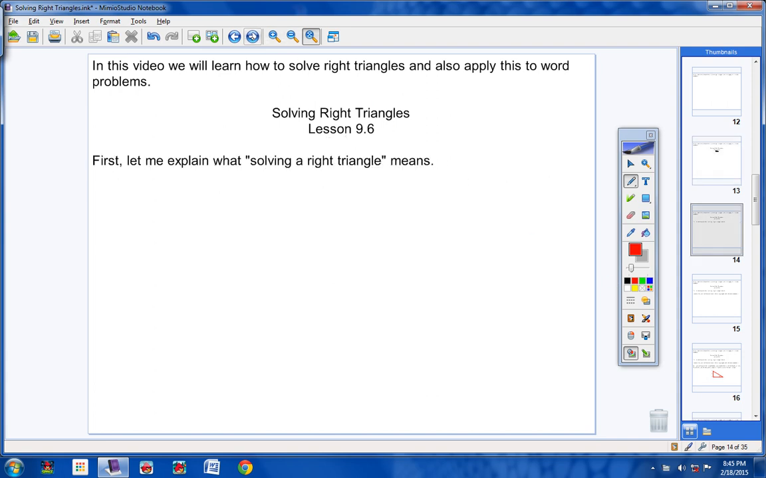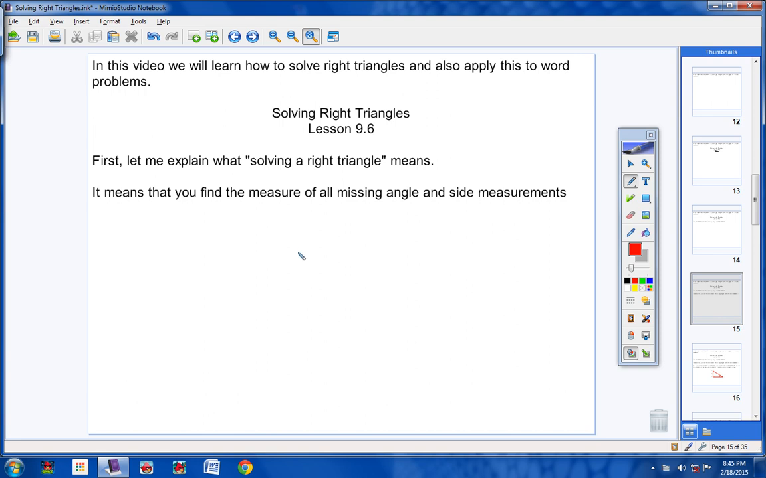Okay, here we go. First, let me explain what solving a right triangle means. It means that you find the measure of all missing angle and side measurements. Let me say that again. It'd be a really good sentence to write in your notes. When I say solve a right triangle, I want you to find the measure of all missing angle and side measurements. That's what we're doing when we're solving a right triangle.